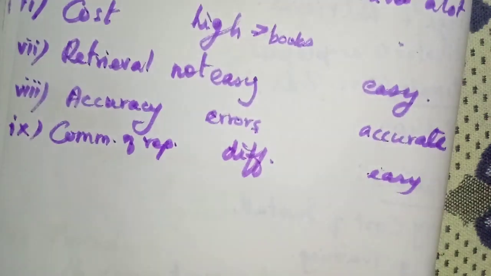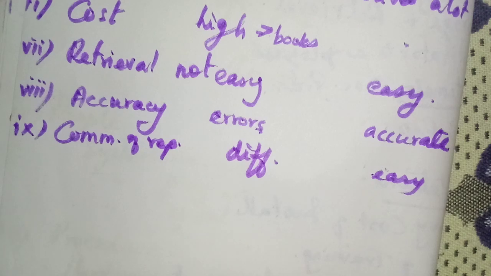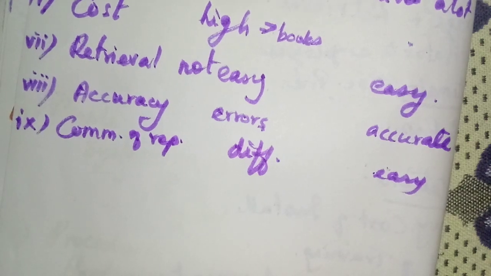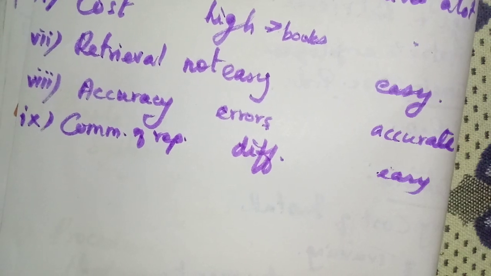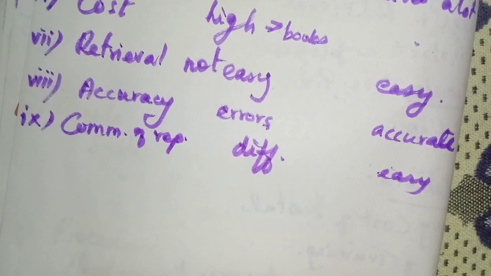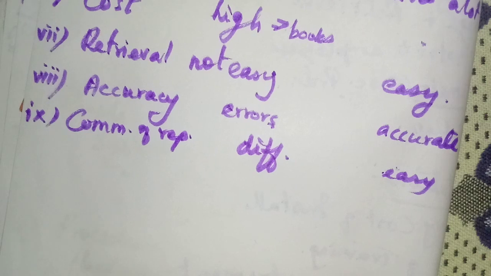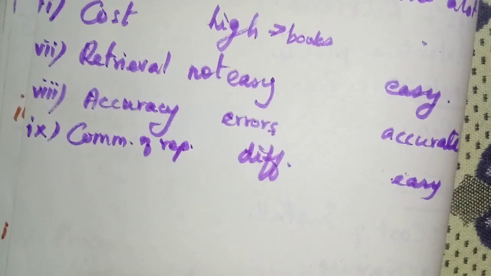So we have learned 3 headings: advantages, disadvantages, and the differences. So I think you can learn these 3 things. You read and keep them, and we will learn in the school. Okay, students? Thank you very much.